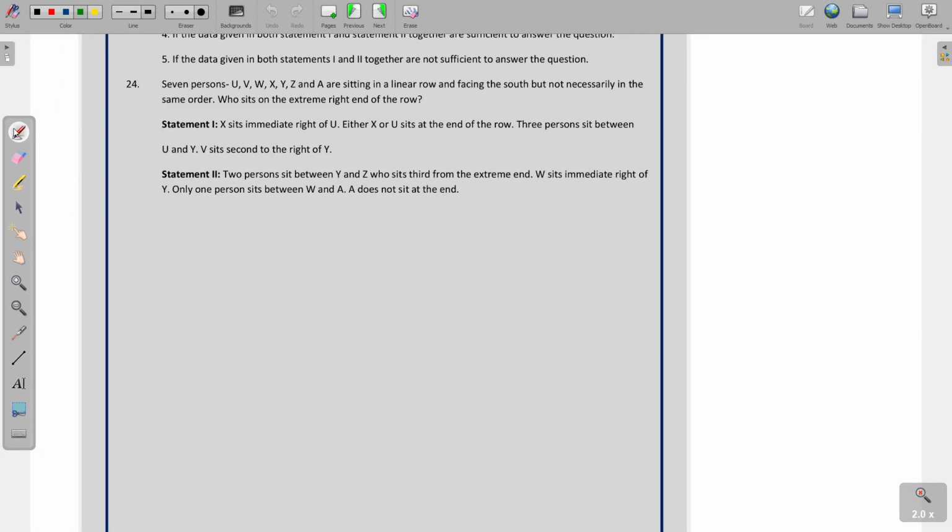7 persons U, V, W, X, Y, Z and A are sitting in a linear row and facing south. So here we have a linear row, there are totally 5, 6, 7, all are facing south. If they are facing south, this is the right side and this is the left side. Who sits on the extreme right end of the row? So we need to know who sits at this end.